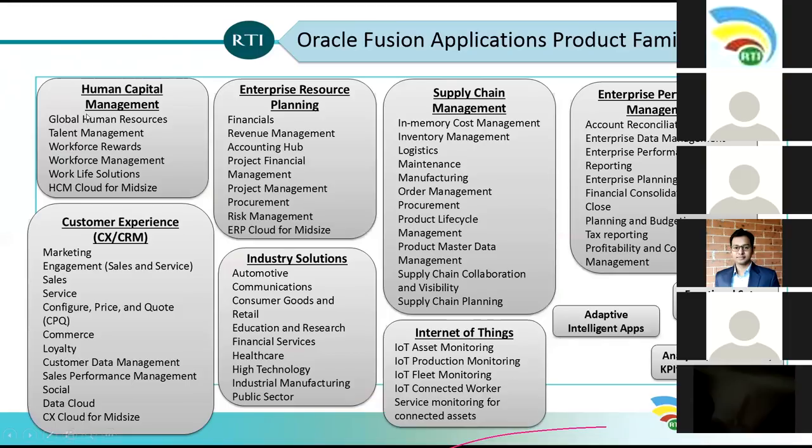And under human capital management, we have the sub-products called global human resources, talent management, workforce rewards, workforce management, work-life solutions, HCM cloud for mid-size. What each module will contain, we'll talk about that when we talk about HCM cloud overview. Okay, these are all the sub-modules. So in our classes, we're going to learn about the HCM human capital management product family. After the product family, we're going to learn about global human resources for sure. And we are going to learn about a few products out of this.